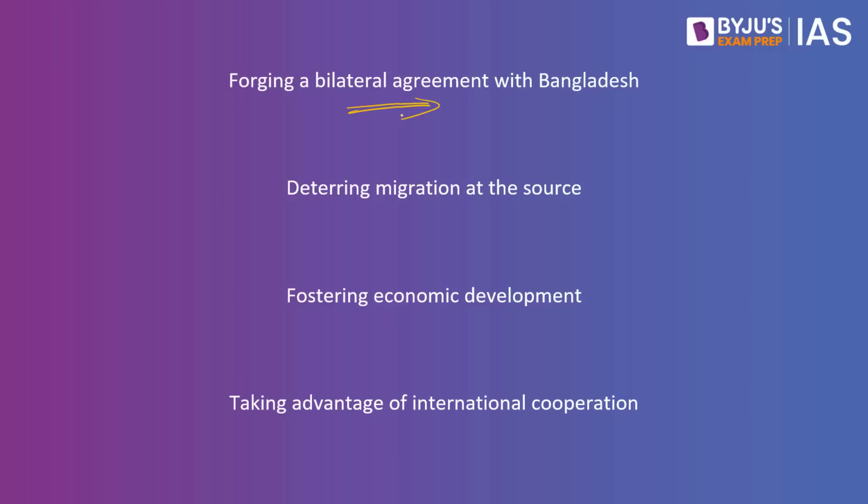As of now, there is a lot of reluctance from the Bangladeshi authorities, but if we have a bilateral agreement under which two countries would accept their illegal migrants, in that case, there will be no issues whatsoever. India and Bangladesh would have to forge an agreement, and when this agreement is there, the reluctance will be comparatively reduced. We have to deter migration at the source.